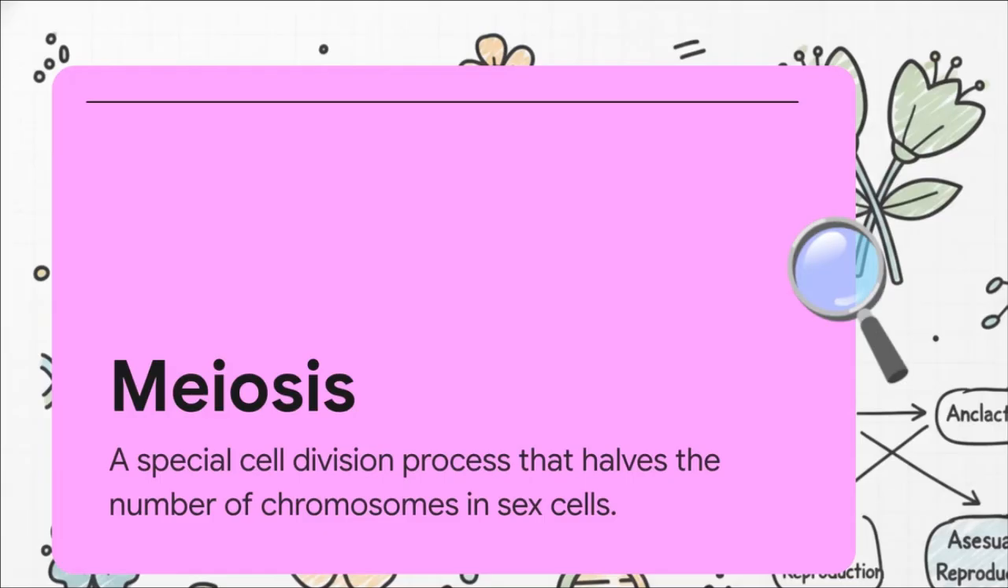But wait, here's a biological math puzzle for you. If you combine DNA from two parents, wouldn't the baby have double the DNA? And then the next generation quadruple? Nature's clever fix for this is meiosis. It's a special cell division process that slices the number of chromosomes in sex cells exactly in half. So half from mom plus half from dad equals one normal, perfect blueprint.